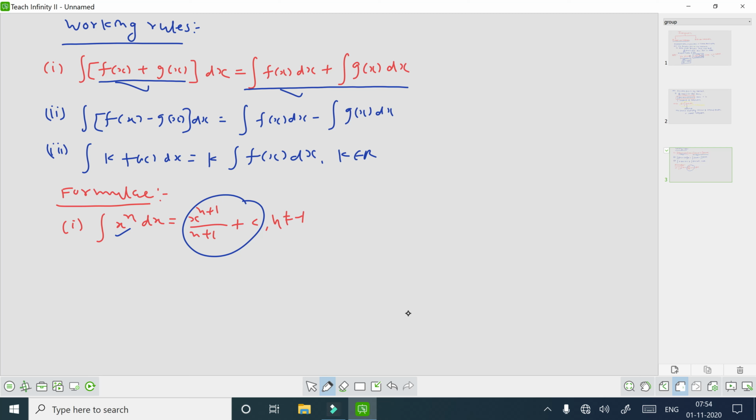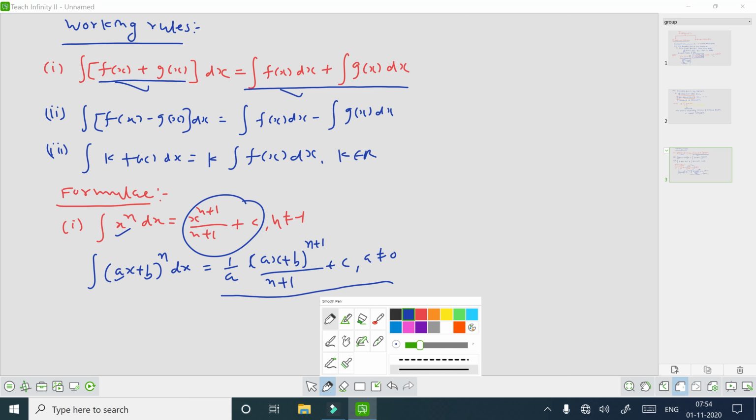Now let us see the general form. Some linear form is given to us: integral of (ax plus b) raised to n dx is equal to 1 by a times (ax plus b) raised to n plus 1 over n plus 1 plus c, where a is not equal to 0 because it is a linear form. Whenever a linear form is given to us, the leading coefficient a should be not equal to 0. If we differentiate this portion, we get the original function.